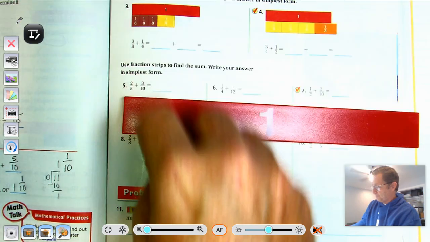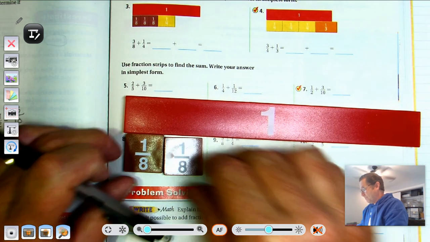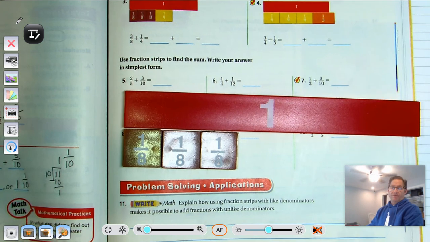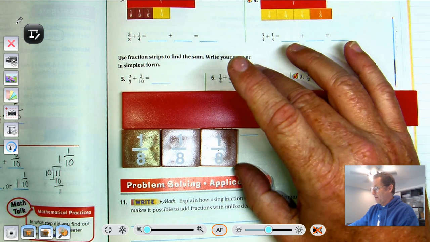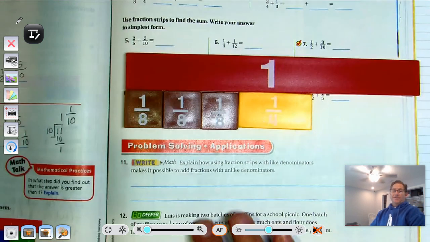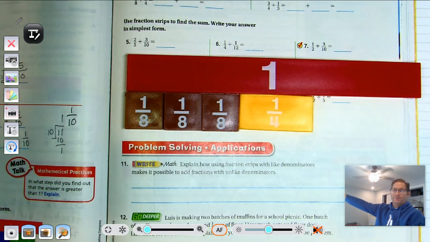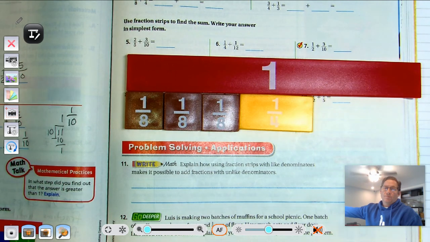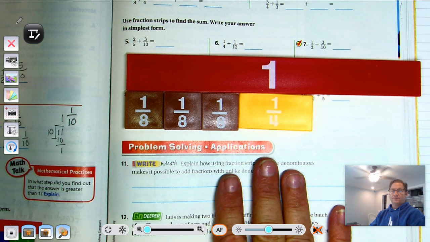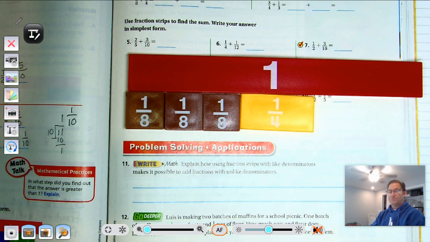And let's put 3/8. We know that's less than 1/2, right? Because 1/2 of 8 would be 4. Plus a 4th. So we have unlike denominators, we have 8ths and 4ths. So we need to find something that would work, one fraction strip that will work for all of this when we're adding.